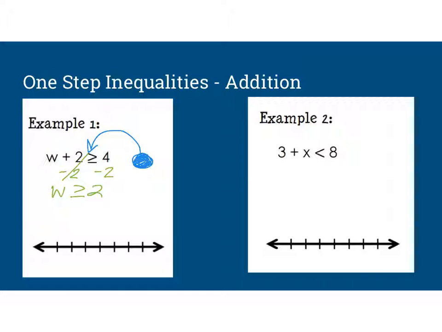So when I create my graph, if I start at 0, I'm going to make my closed circle on the 2 and my arrow going in the direction that would include anything that was greater than or equal to the number 2. So we want to be inclusive or include the number 2 because greater than or equal to could be 2 or anything greater.